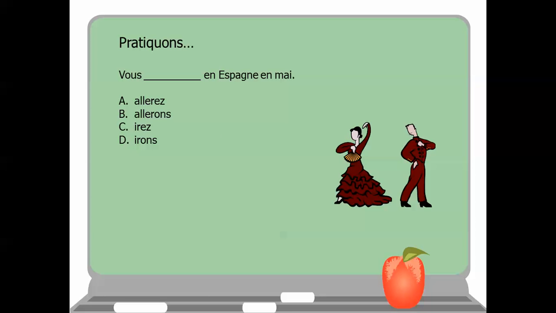What's the correct form of aller that goes with vous? You will go to Spain in May. A, B, C, or D? Vous irez en Espagne en mai. You will go to Spain in May. It's C. Remember that aller is irregular. So if you put allerai, I understand, I get it, but hopefully this will help you to remember that it's IR.